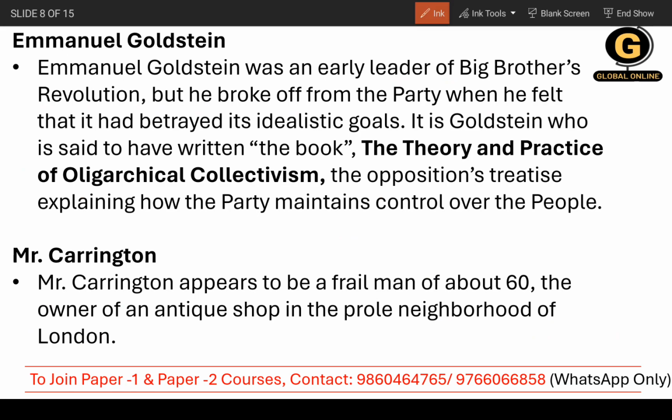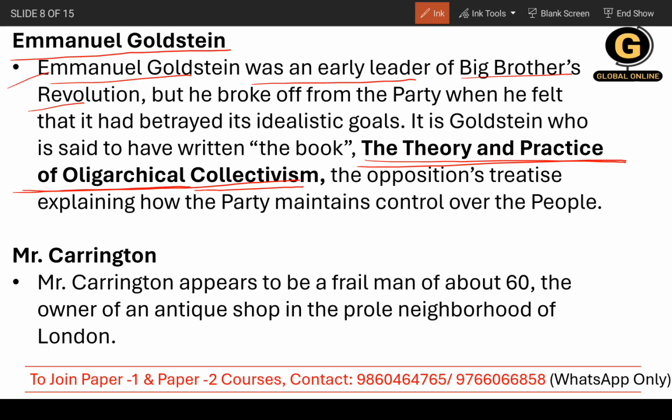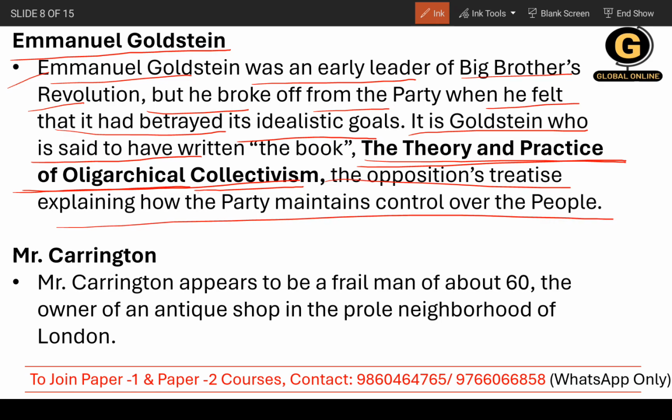Now, the next is Emmanuel Goldstein. So, there is a book here, okay? Goldstein wrote, and you need to remember the work, The Theory and Practice of Oligarchical Collectivism. This book has been mentioned in this particular work, so you need to remember this. Emmanuel Goldstein was an early leader of Big Brother's revolution, but he broke off from the party when he felt that it had betrayed its idealistic goals. Okay, so he was a party member, but betrayed, like left out. It is Goldstein who is said to have written the book, the opposition's treatise explaining how the party maintains control over the people.